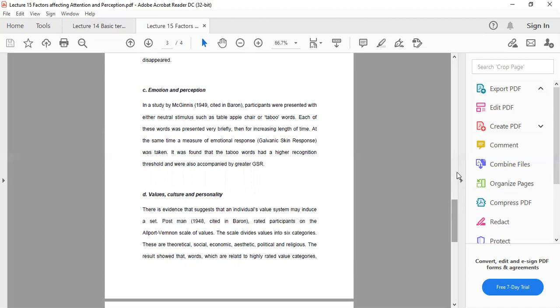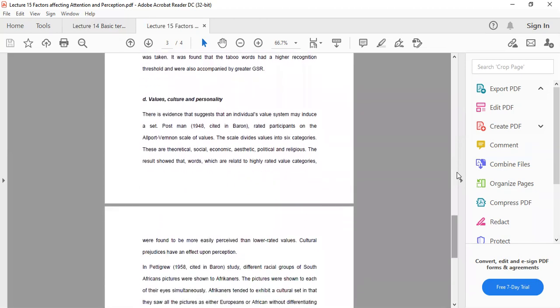Also look into that experiment or test as well. You find taboo words tend to influence perception or to be highly recognized. Things which carry emotion then influence perception.